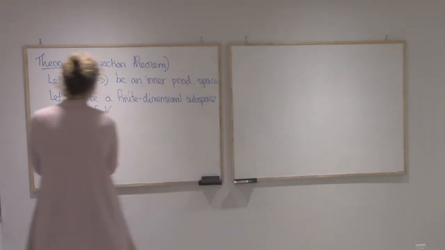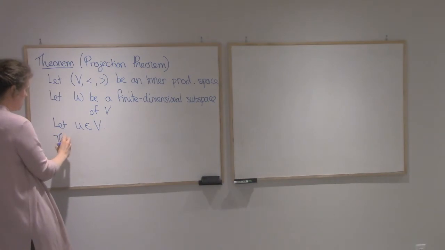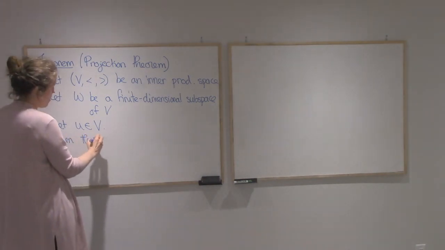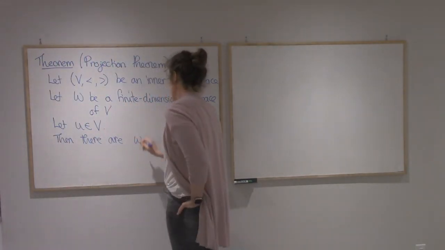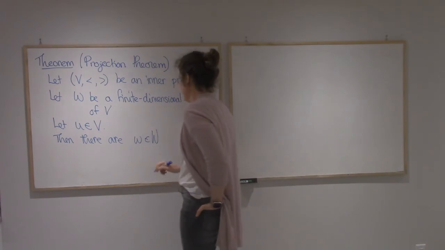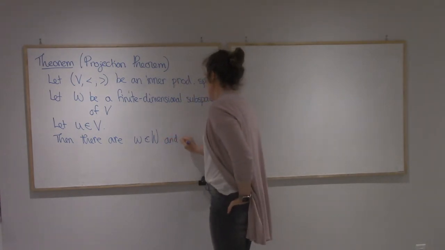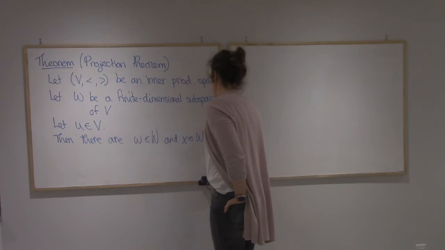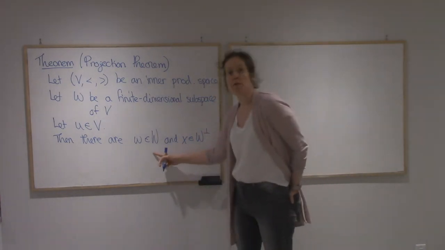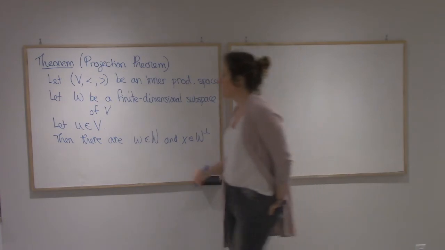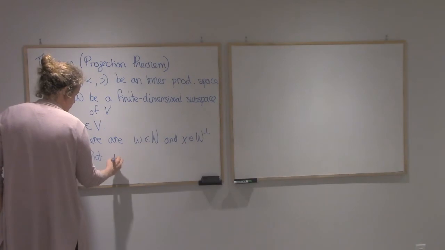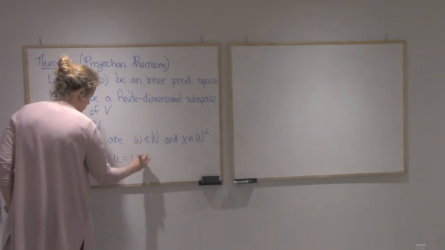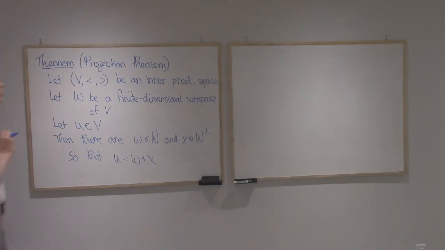I'm going to take any U in V, then there exist W in W and X in W perp. So something in W, something perpendicular to W, so that U equals W plus X.